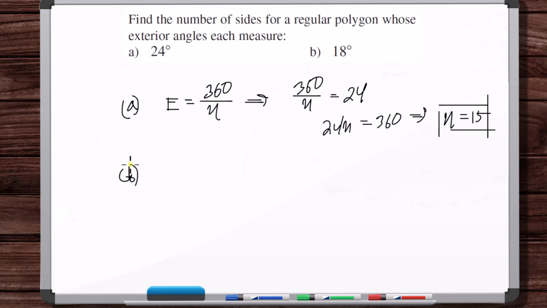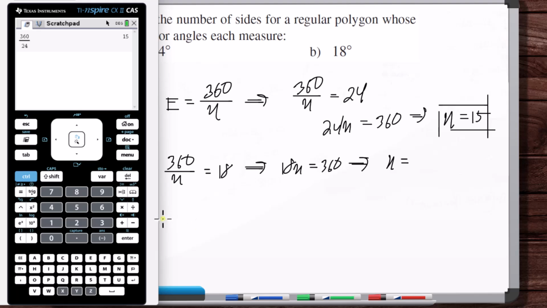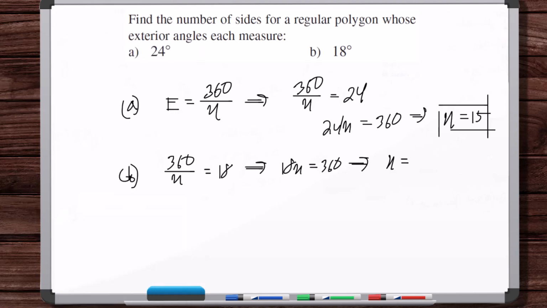Okay, part B, you have 360 divided by n is equal to 18. So 18n is equal to 360. So n is equal to 360 divided by 18, which is 20.